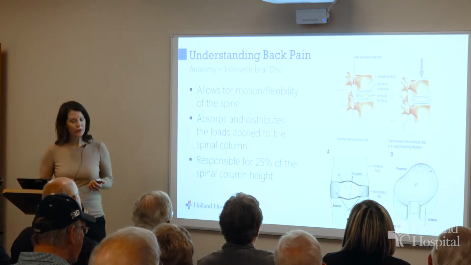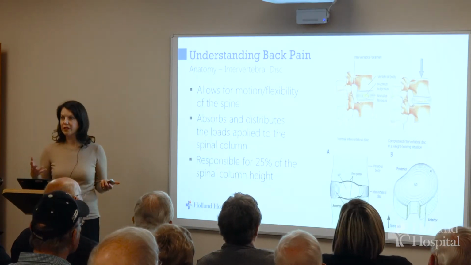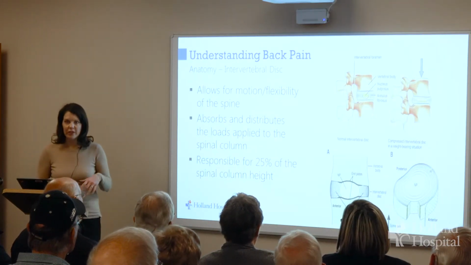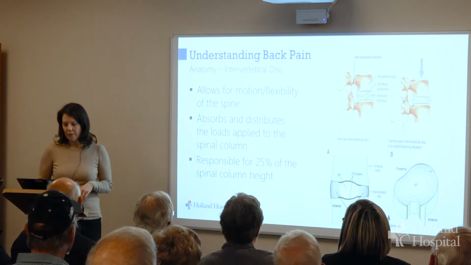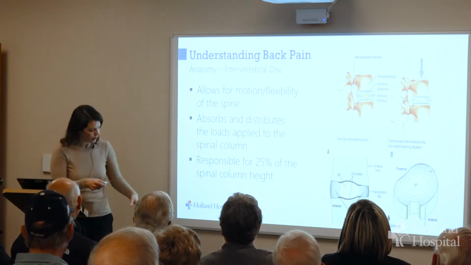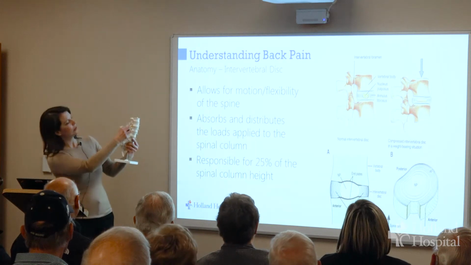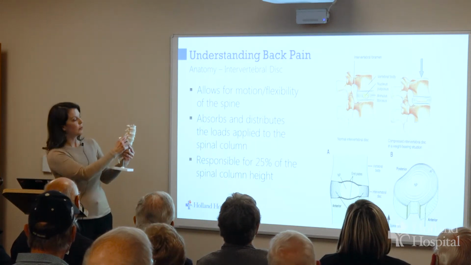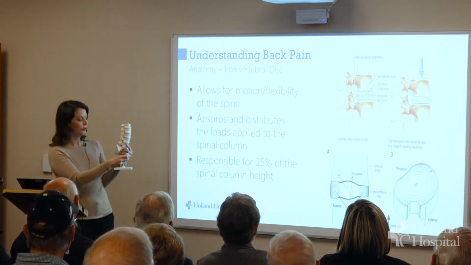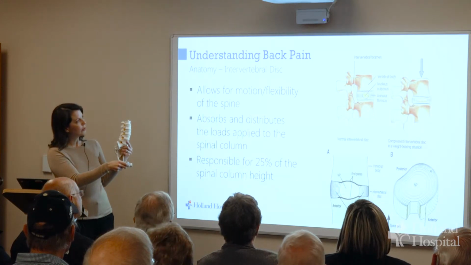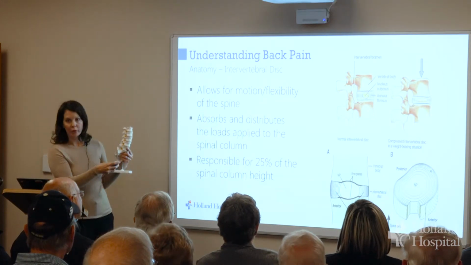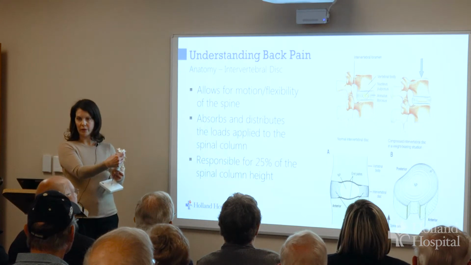All right, so the first structure we'll talk about is the disc. Most of us have heard of it, discs or disc bulging or disc herniation. So the disc on the model and in this sits in the front of the spine, so it's an anterior structure. And you can see it right there between the body of the vertebrae. The body is the largest part of the vertebrae, of that bone.